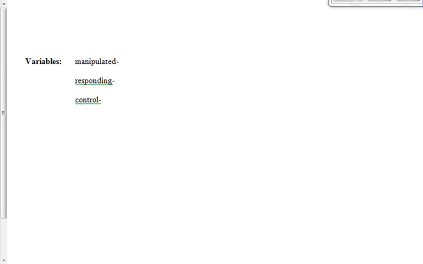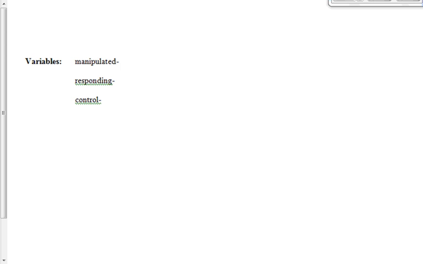Then we're going to repeat that by changing the mass of that block of wood. Then we're going to see what force is required to get that one moving. Then we're going to change the mass again, see what force is required to get that one moving, and so on and so on and so on. What would be my manipulated variable there?